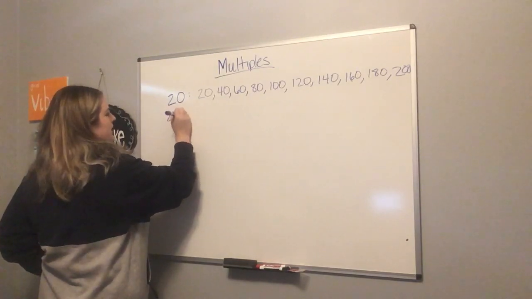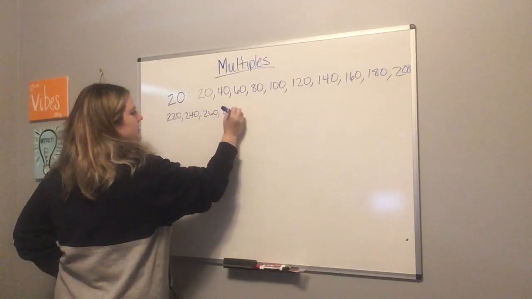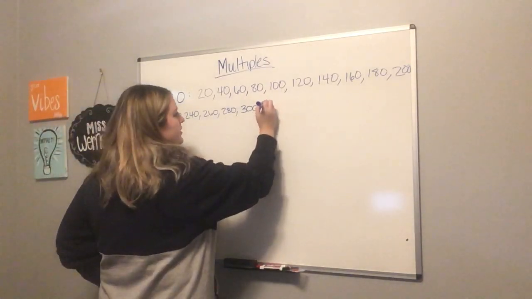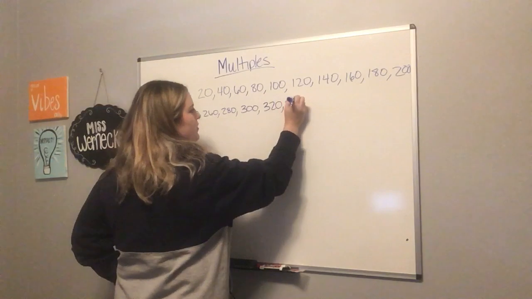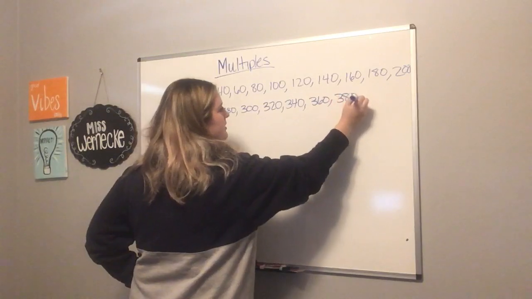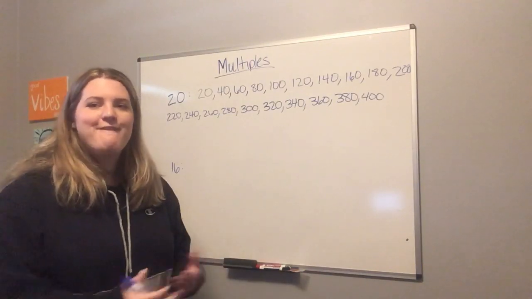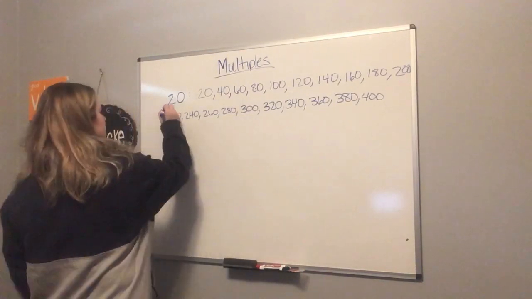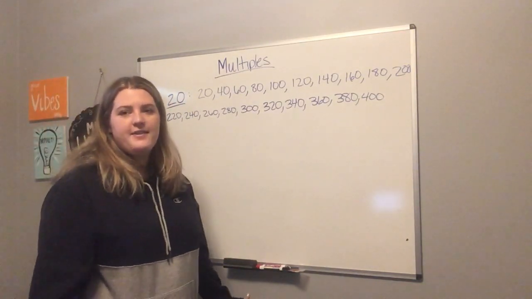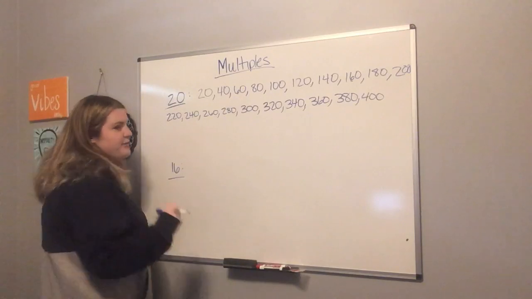Then I have 220, 240, 260, 280, 300. I'm adding 20 each time. 320, 340, 360, 380, 400. Now, notice how this time I didn't say list the first 5 multiples. Because I looked at the number 20, and I looked at the number 16, and I thought, it's probably going to take more than 5. So I'm just going to do as many as I can think of, and I'm going to start with that, see if that's enough.